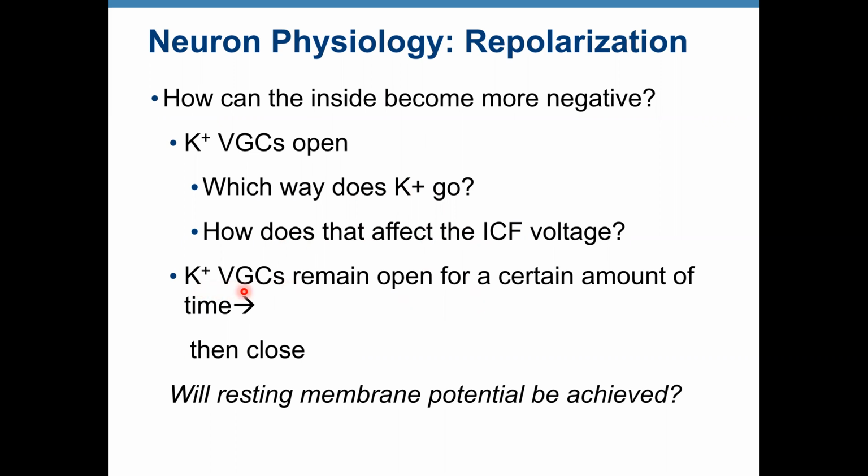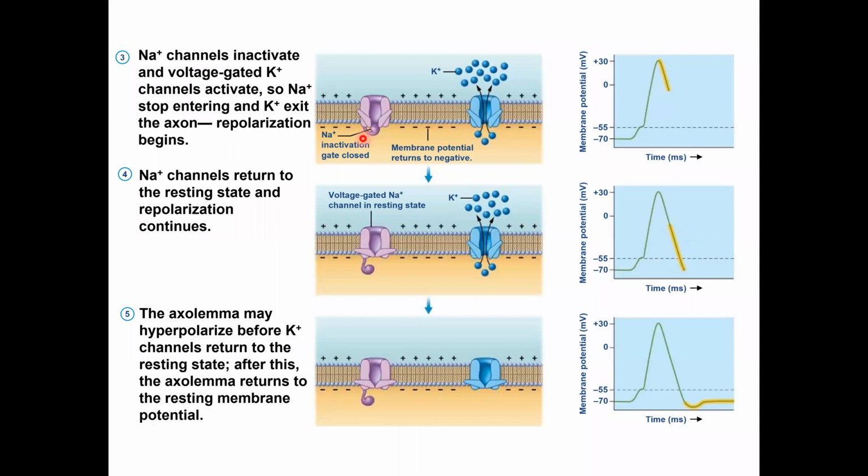So potassium VGC remain open for a certain amount of time and then close. So remember, let's look over here. This is our resting membrane potential, right? So the cell is polarized. This is depolarization. And now we are in repolarization. So we want everything back to minus 70.